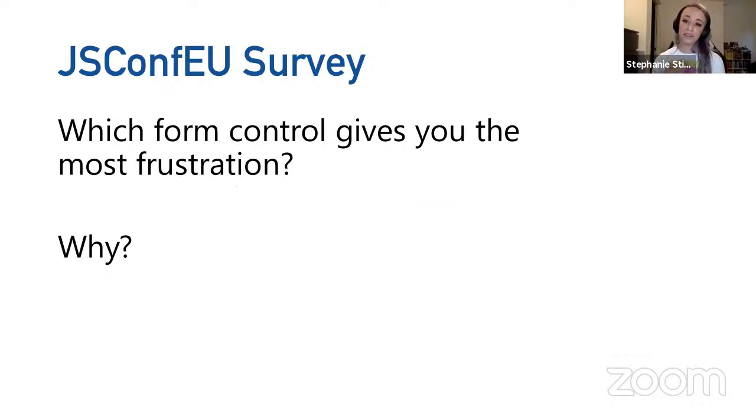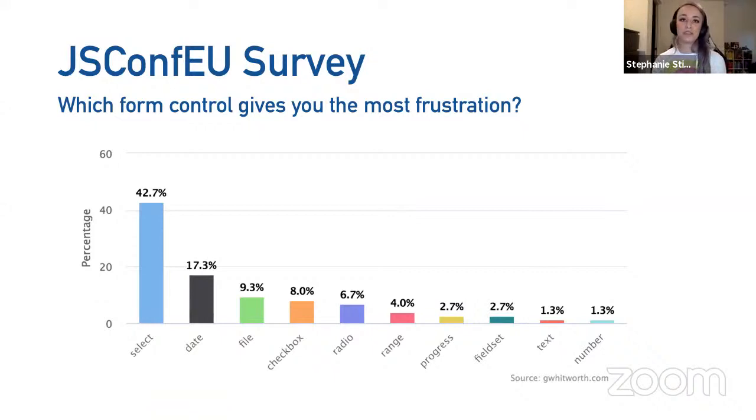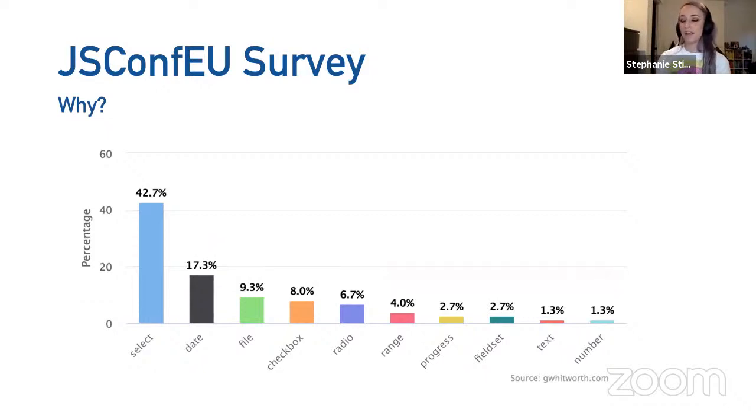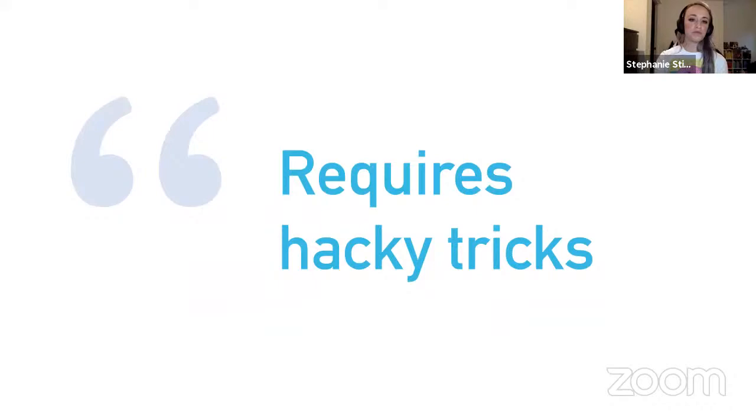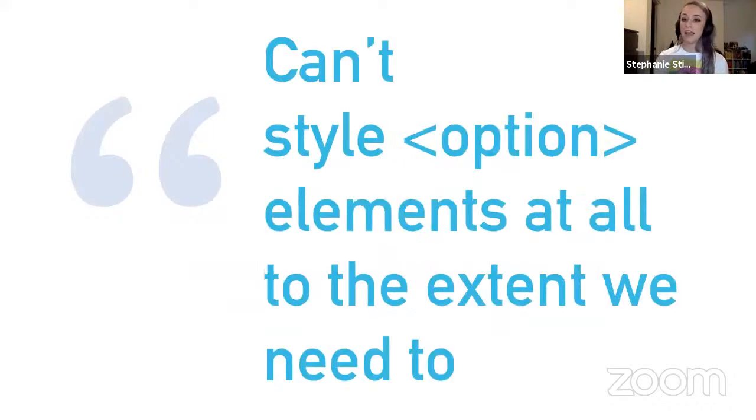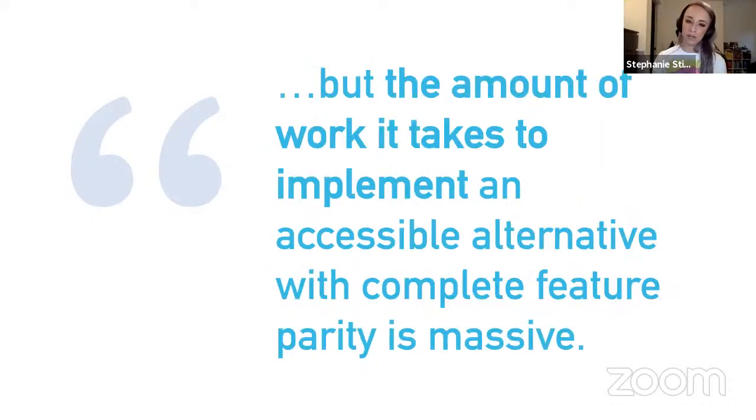Greg followed up with an amended survey where he asked JSConf.eu attendees the same questions and 2 additional questions. He asked which form control gives you the most frustration and why. Select clearly stole the show here, with nearly half of respondents saying select. Then he asked why, and these were some of the responses he got. Select requires hacky shrinks. I can't style option elements at all to the extent we need to. But the amount of work it takes to implement an accessible alternative with complete feature parity is massive. And I can just feel the pain in this response here.